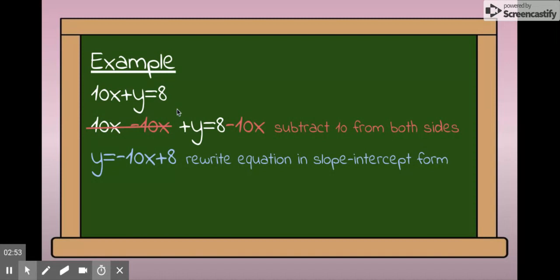In order to put that into slope-intercept form, we need to isolate the y. So we just have a y, and then we need to get this 10x to the other side. In order to do that, we're going to subtract 10x from both sides. So this is going to cancel out, and we're going to have y equals 8 minus 10x. And the next step is we're just going to rewrite that. We're going to switch the order, or move that 8 to the side. So instead of 8 minus 10x, it'll just be negative 10x plus 8. And this is our final answer: y equals negative 10x plus 8.